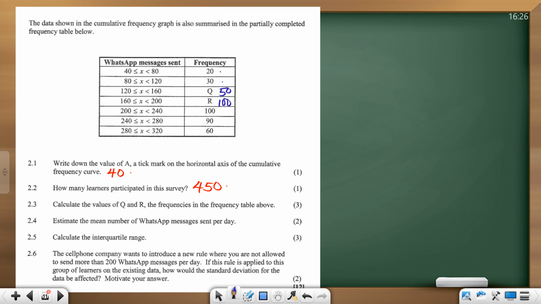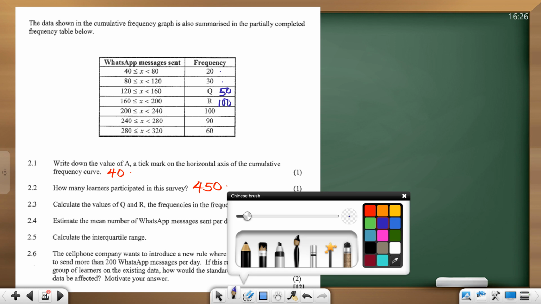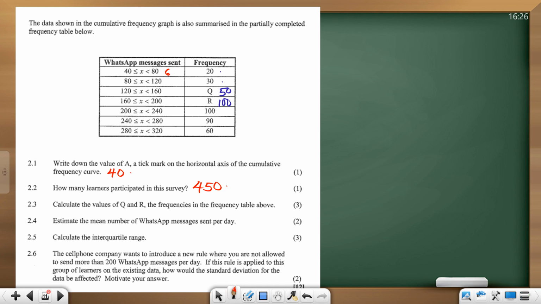Okay, what do we need to do? What are our steps? Number one, we find what? The midpoint using your class intervals. So please, everybody, let's get the midpoint. What's our first midpoint? Quickly, let's work. First midpoint? 60. What's next? 100. What's next? What's next?